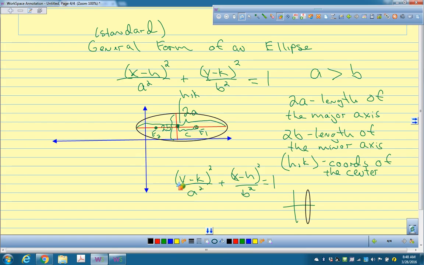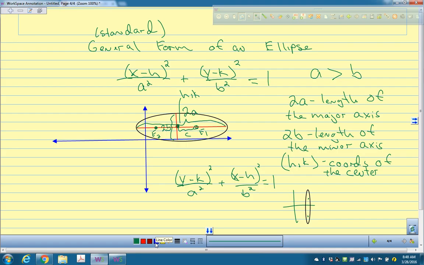So if you see something where the x comes first, a is bigger than b, then it's going this way, okay? And the foci are always on the major axis, so the foci are going to be there and there. Whereas if it's going this way, y comes first, this number is bigger than that number, and the foci are over here. If it's stretched this way, this number is bigger than that number, and the foci are over there. You get it? Okay, so let's do an example.